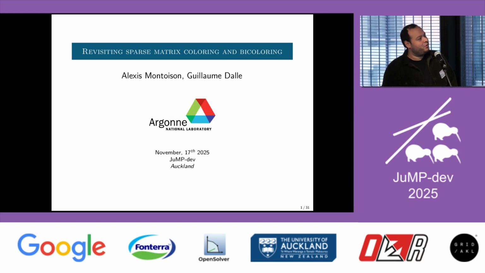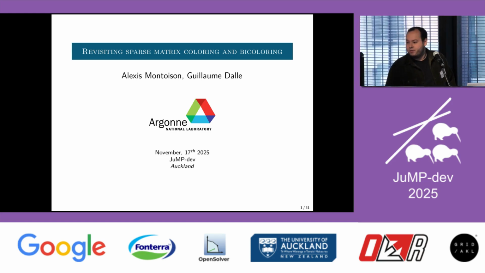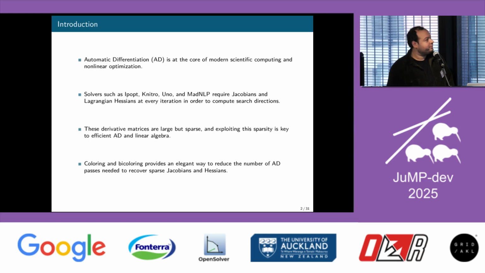And not many people touch it, and not many people do research on it, but we have new things to work on these things. And I will explain what potentially can be improved in JuMP to do better coloring and potentially have faster evaluation of derivatives in JuMP.